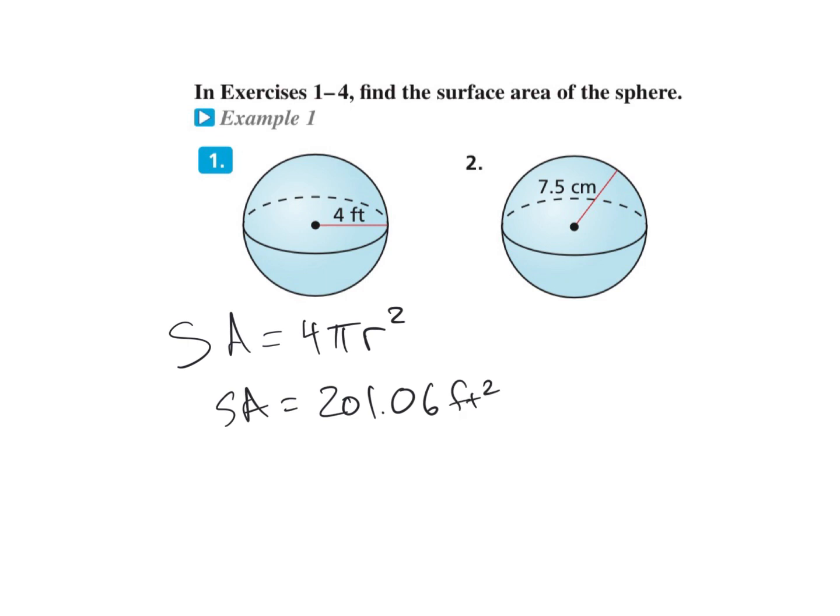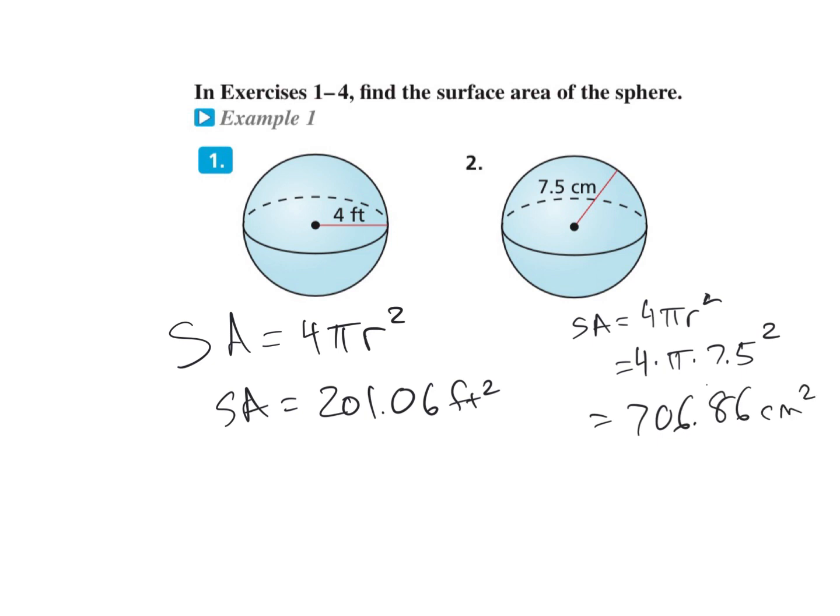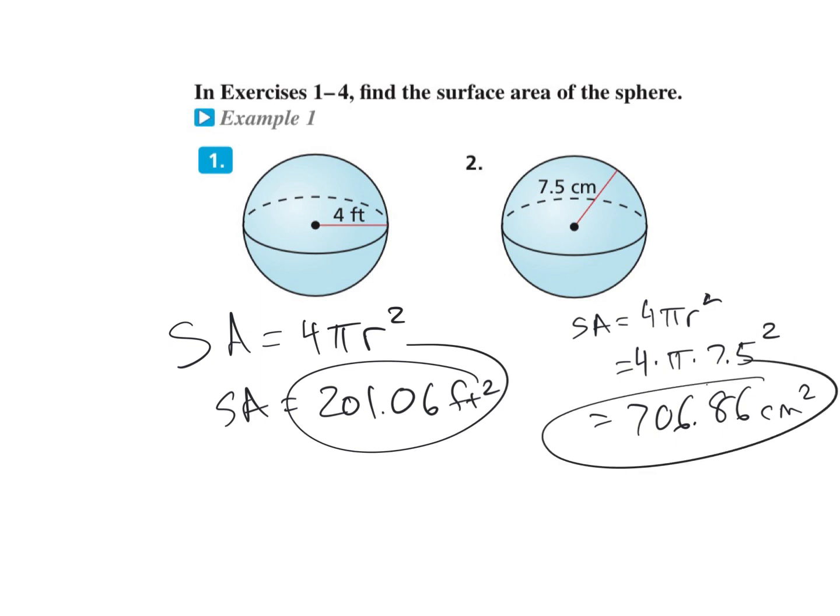Okay, now number 2. Again, the surface area is pi r squared times 4. So 4 times pi times 7.5 squared. So 7.5 squared times pi times 4. You have to do your exponents first, and that gives us 706.86 square centimeters. So those are your two answers to start off.